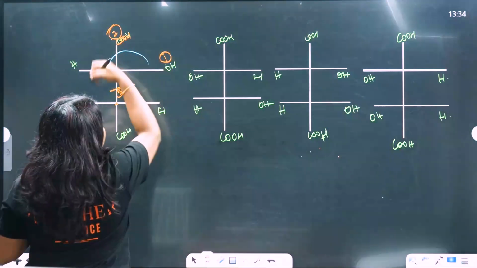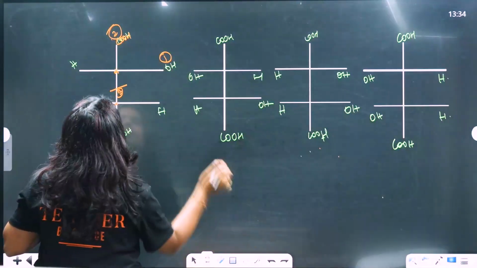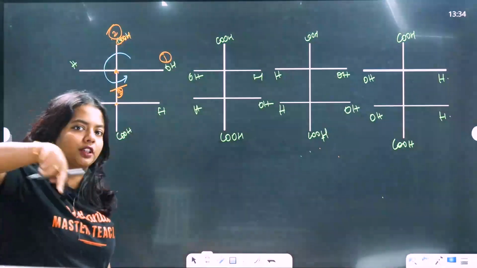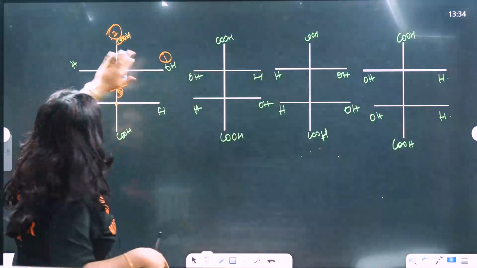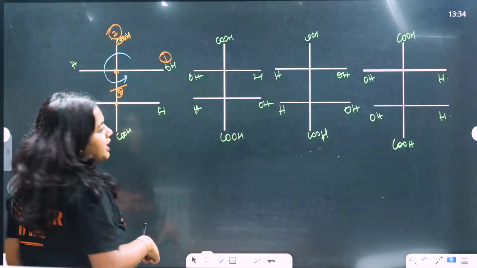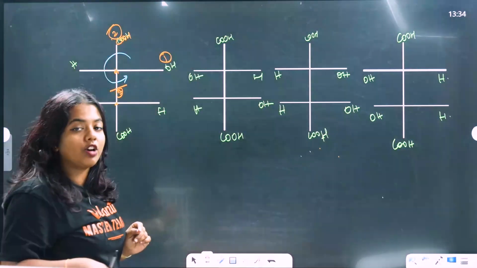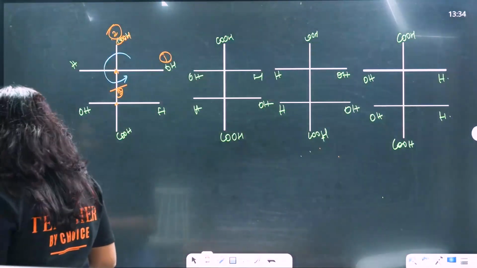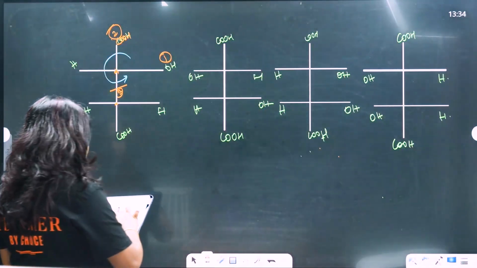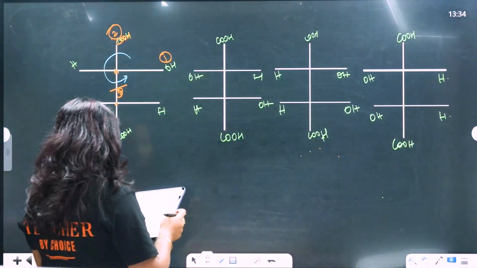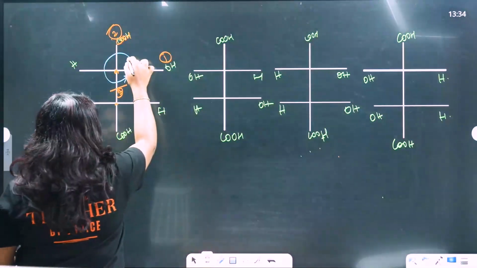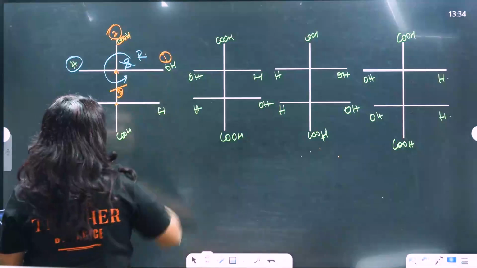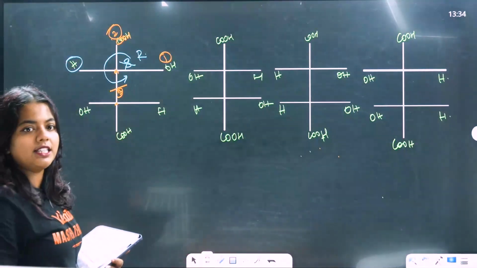This is the way it is going, which means it is not clockwise, it is anti-clockwise, right? Anti-clockwise means what is the configuration? Anti-clockwise means it will be S configuration. Am I correct? Now my dear students, let me tell you, this is S configuration, but since hydrogen is in the horizontal position, it's not S, it is R. It's not S, it is R.